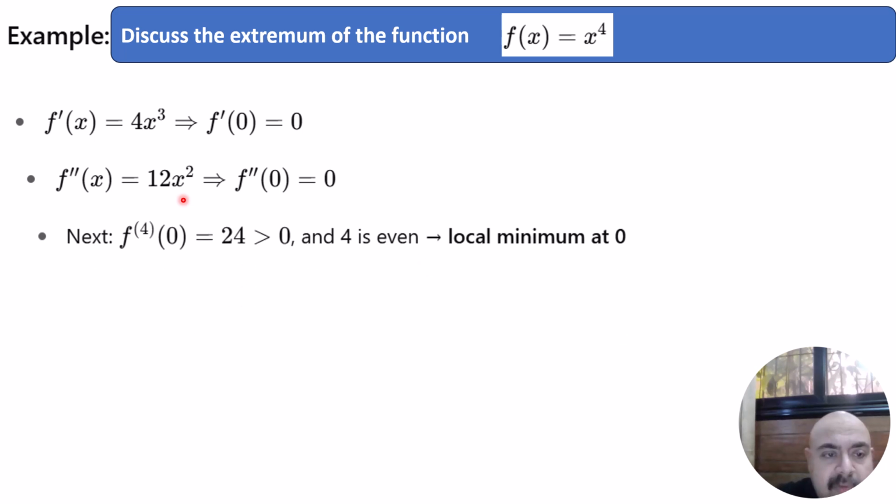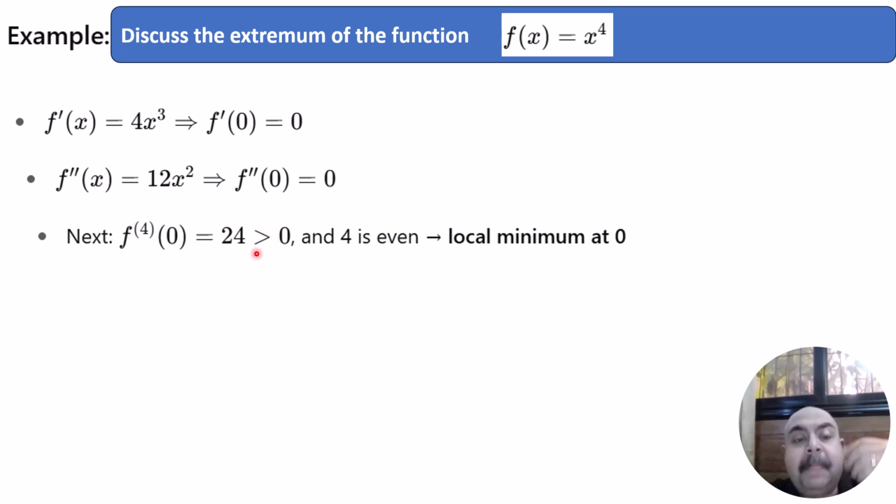So I will go for the fourth derivative. When I differentiate 24x, the third derivative, one more time, I will have 24. 24 is a positive value which is greater than 0.